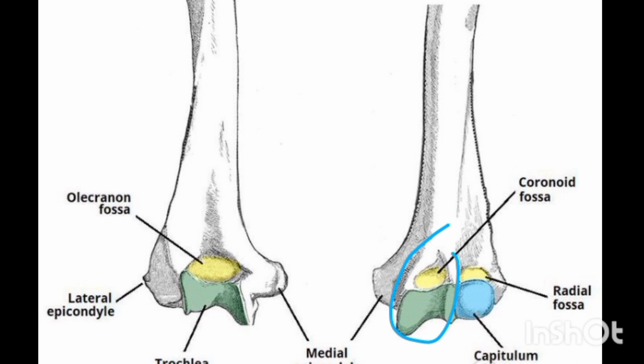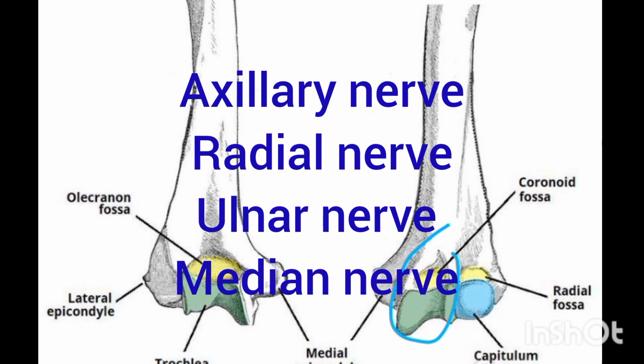Nerves related to the humerus. We have your axillary nerve, which is found at the surgical neck. Your radial nerve, which is found in the spiral groove. Your ulnar nerve, which passes posterior to the medial epicondyle, and your median nerve, which is found at the distal end of the humerus.